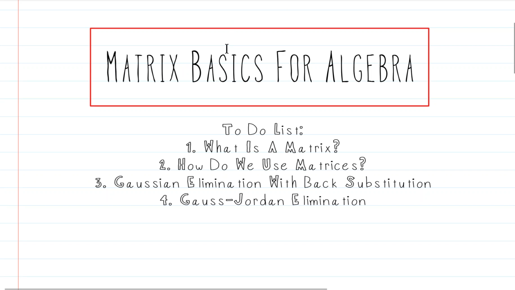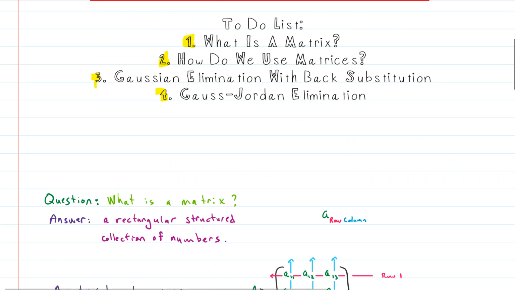Today we're talking about matrix basics for algebra. Our first item in our to-do list is, well, what is a matrix? That's kind of good to know, right? Next, we'll talk about how you can use matrices, and then we'll discuss the two main methods for solving systems of equations using matrices, and those are Gaussian elimination with back substitution and Gauss-Jordan elimination.